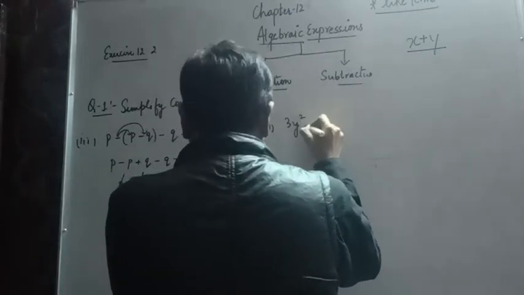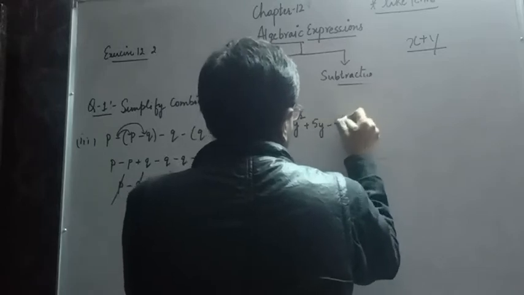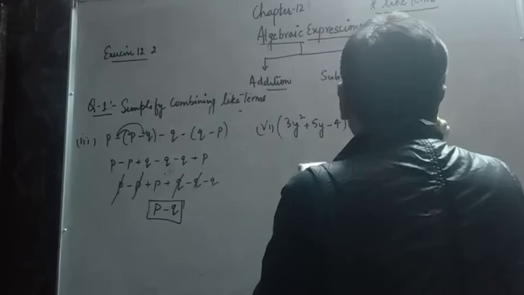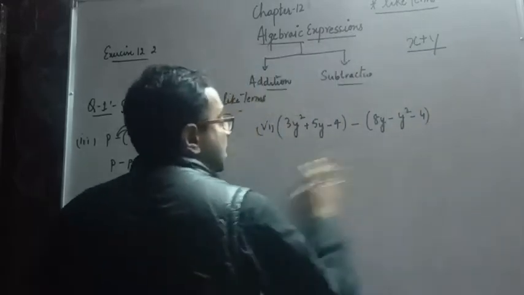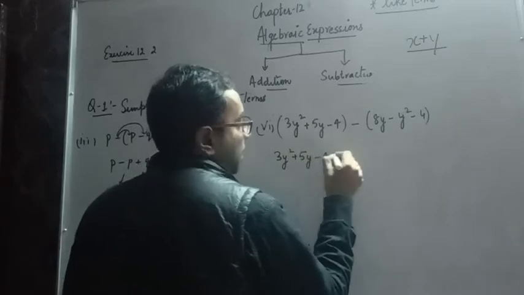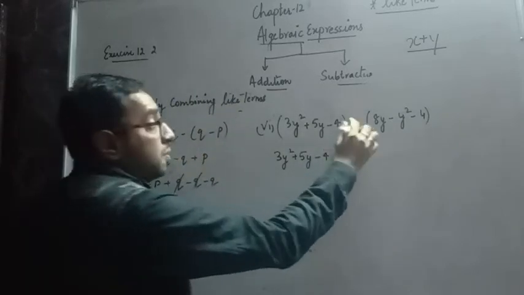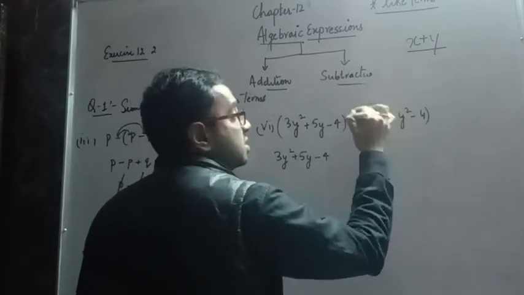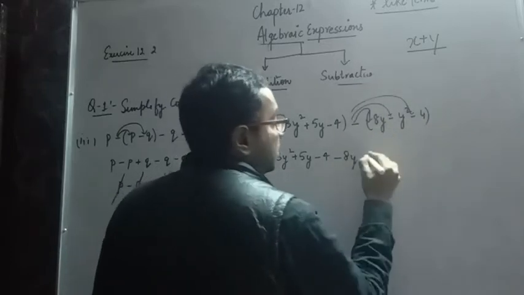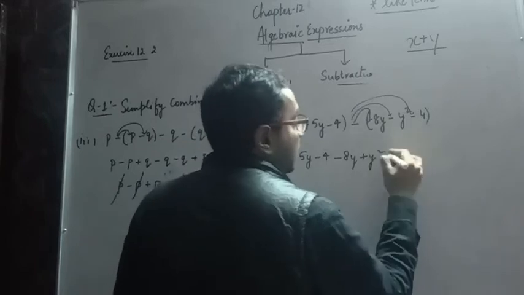3y square plus 5y minus 4 minus 8y minus y square minus 4. Open the bracket please. 3y square plus 5y minus 4. Open the bracket. Outside, minus is there. So minus will be multiplied with this and with this. So it will be minus 8y, because plus minus, minus minus plus, minus minus plus.